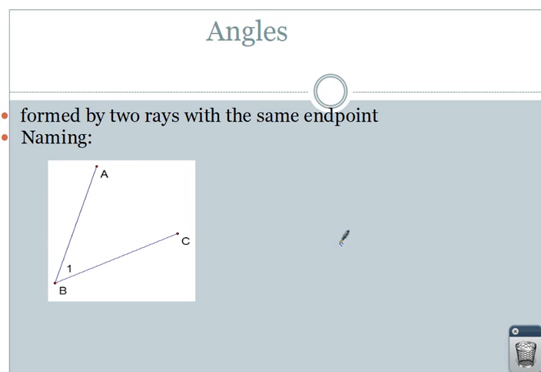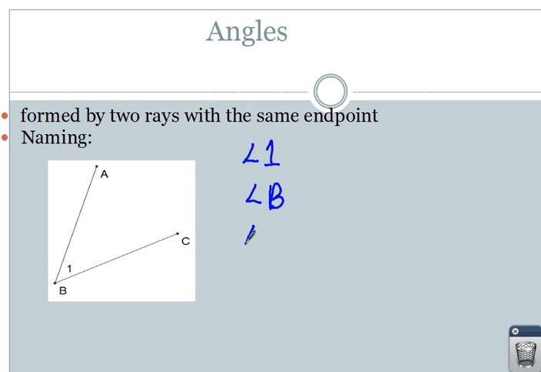Okay, to name these, this angle actually has 3 different names. The first one, you see the number in the angle, it can be called angle 1. We'll use that one quite a bit. You can also name it angle B. Angle B is if the point of the angle, the vertex of the angle, is by itself. If there's other angles at B, then we can't just say angle B.